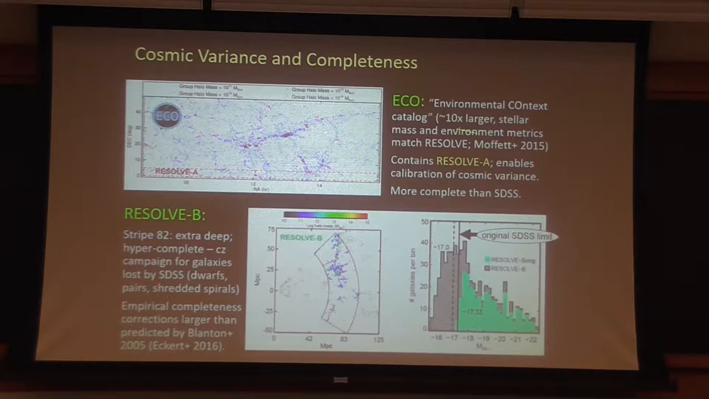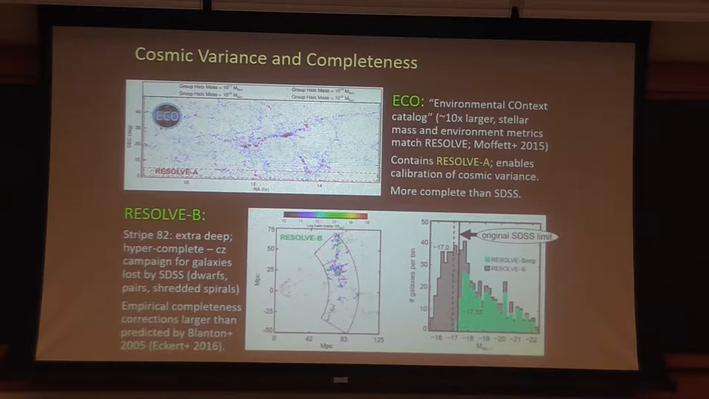So this is, again, possible with archival data. That's in Moffett et al. 2015, and is available for anyone to play with. It contains RESOLVE-A, so you can see RESOLVE-A here. Now, I was showing you before a fan plot view going out in redshift. Now I'm showing you the on-sky view. So RESOLVE-A is an equatorial strip, whereas ECO is pretty much the whole northern spring sky within the same redshift range, or actually a little bit larger.